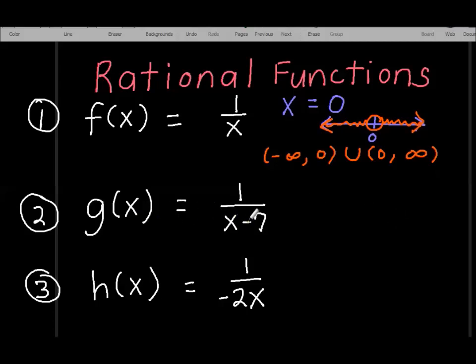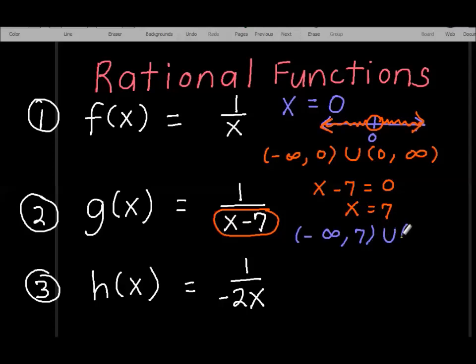In the second one, g of x equals 1 over x minus 7. What I want to do is figure out the values of x that would make this denominator equal to 0. Now, some of you can do it in your head, but if you want to do the algebra, you'd put x minus 7 is equal to 0 and solve. And that would be positive 7. So this would be very much like the first one, except we're excluding 7. So from negative infinity up to 7, and then from 7 to positive infinity.